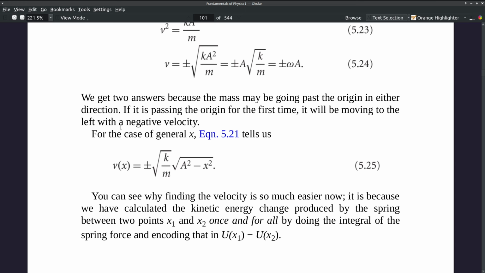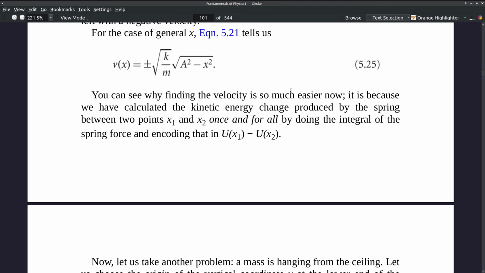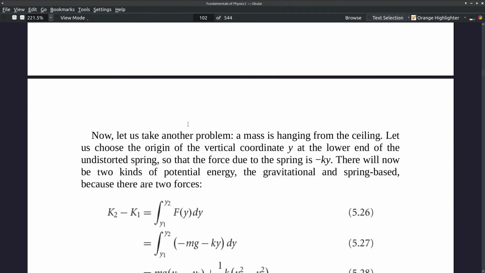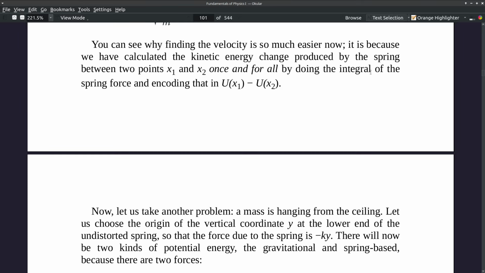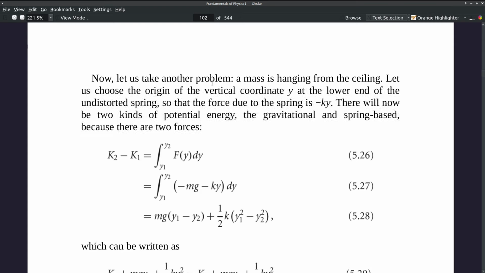Now for the case of a general x, equation 5.1 tells us v of x equals plus or minus the square root of k over m times the square root of A squared minus x squared. You can see why finding the velocity is so much easier now. It's because we've calculated the kinetic energy change produced by the spring between 2 points, x sub 1 and x sub 2, once and for all, by doing the integral of the spring force and encoding that in U of x sub 1 minus U of x sub 2.